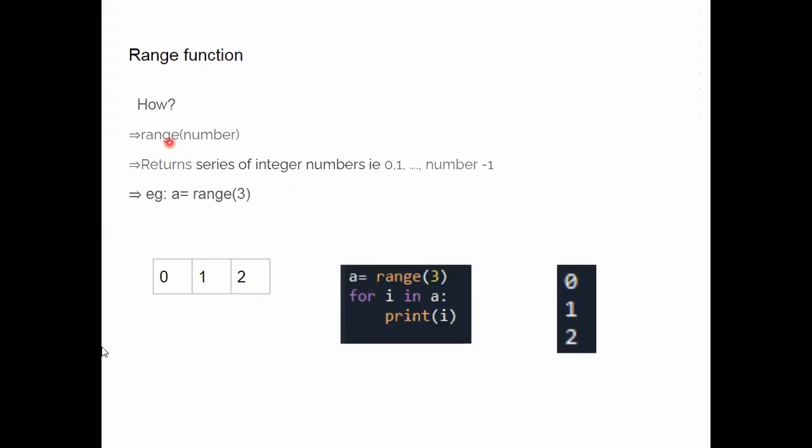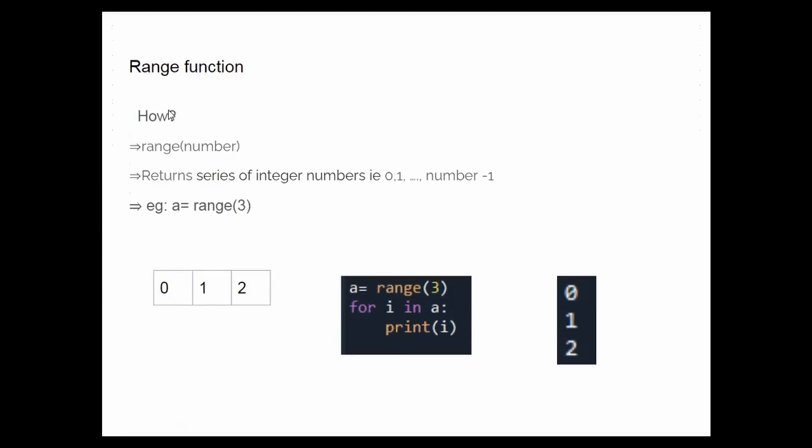Now, in order to access all the elements of the list individually, the len method is used, plus the range method is also used. So what is the format of the range method? We use range and a number, up to which you want the sequence of numbers to be generated. So what will the range function do? It will return a series of integer numbers.